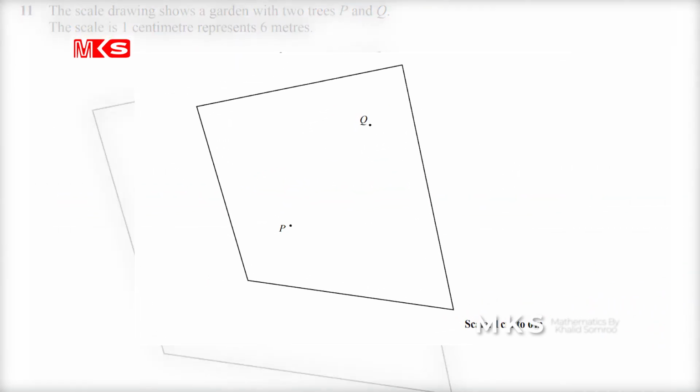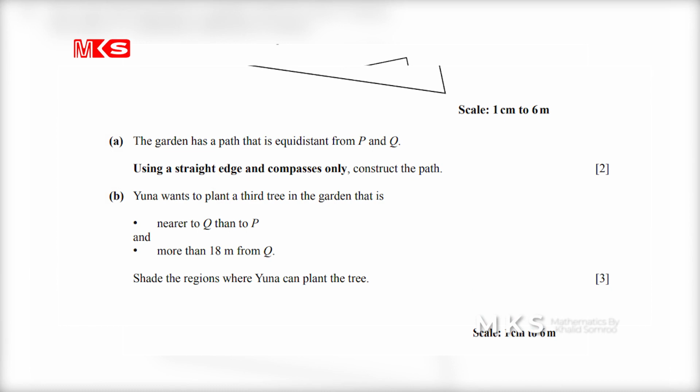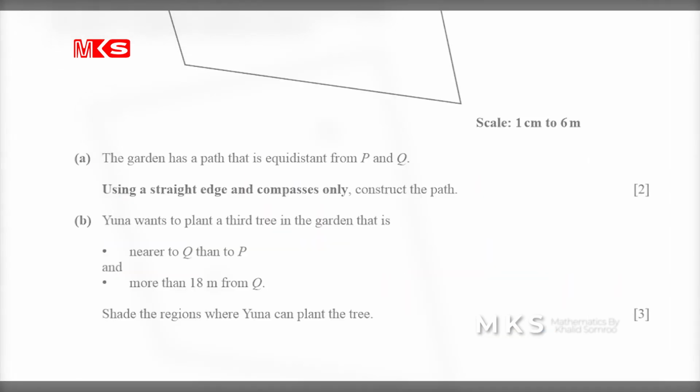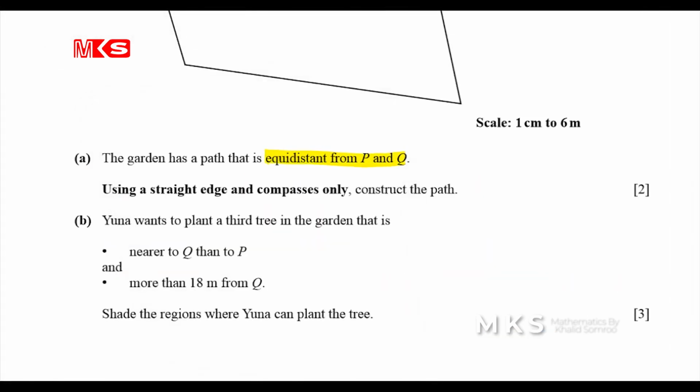The scale drawing shows a garden with two trees, P and Q. The scale is 1 centimeter represents 6 meters. P and Q are two trees. The garden has a path that is equidistant from P and Q. Using a straight edge and the compass only, construct the path.